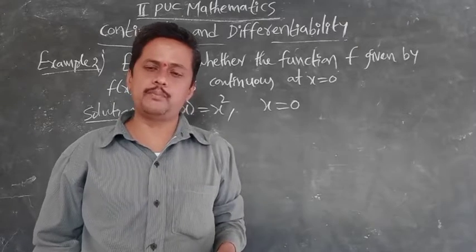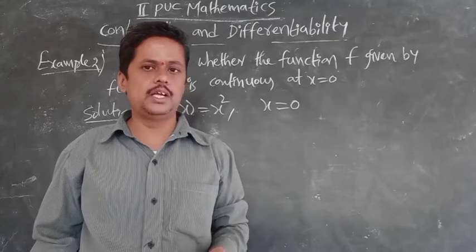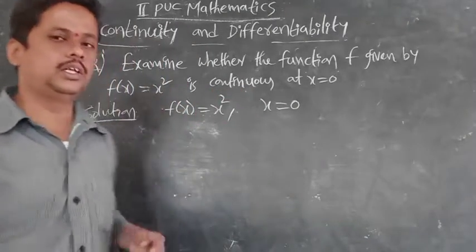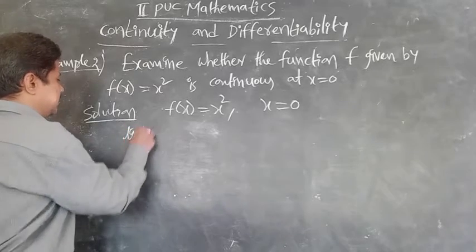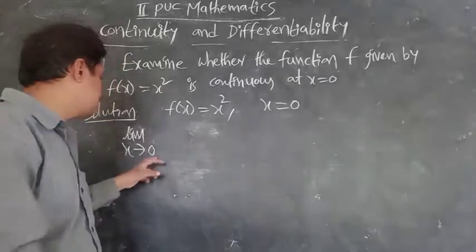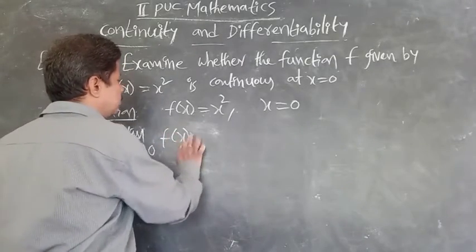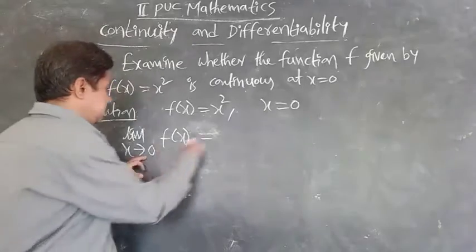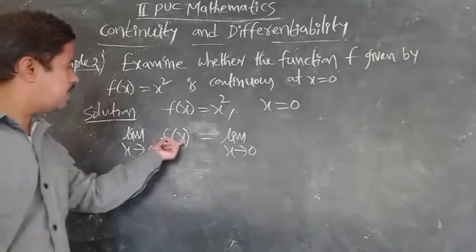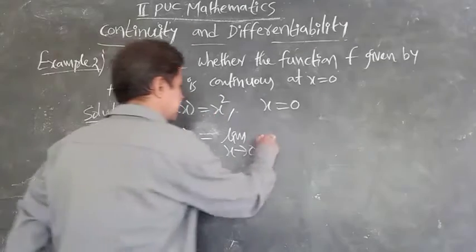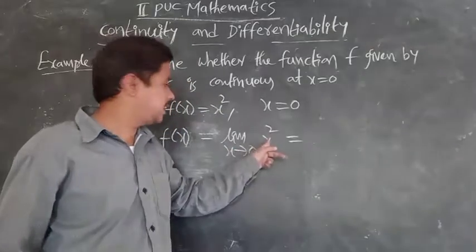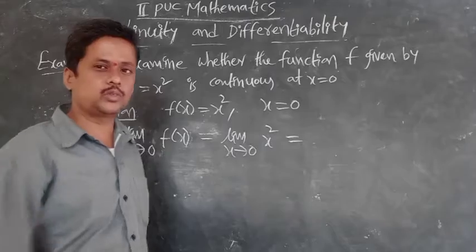Limit x tends to c. Already done one problem also. Limit x tends to c, f of x is equal to f of c. Here c is what? 0. Let us calculate the LHS first. Limit x tends to c, c means here 0. Limit x tends to 0, f of x is equal to, write down the same. F of x is what here? X square, right? Substitute x equals 0, x square is 0 square. 0 square is equal to what? 0.